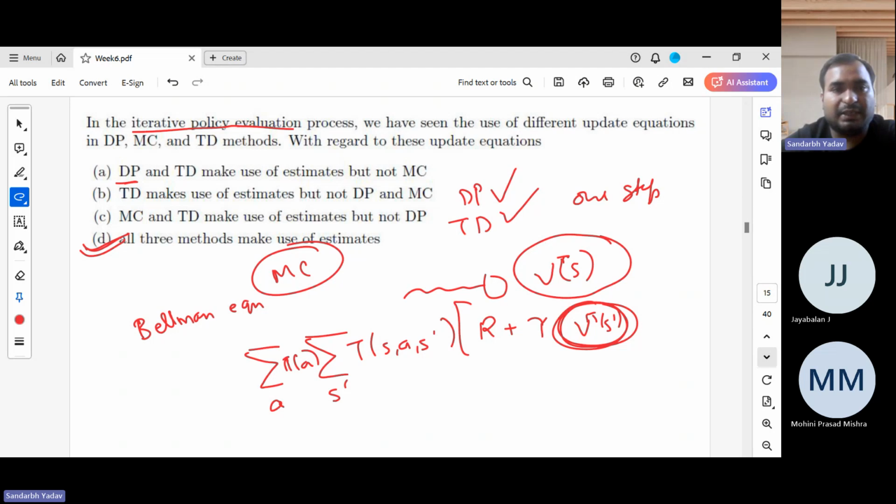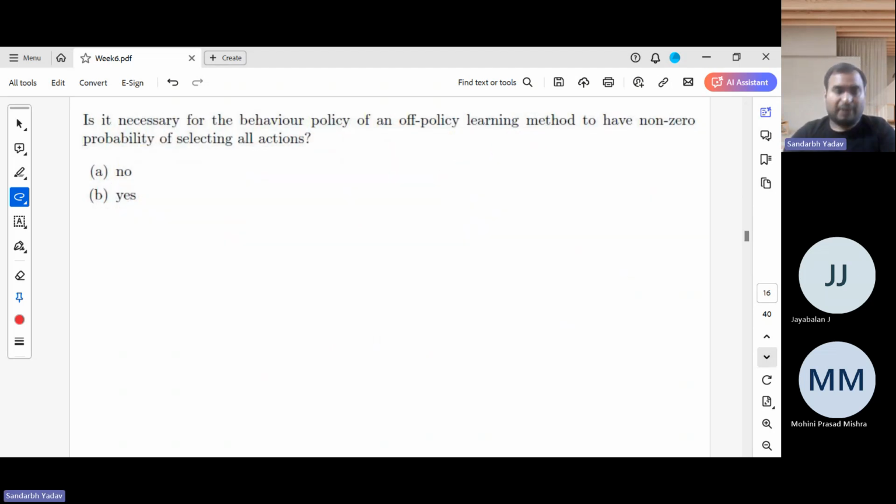Now I'll move to the next question. The next question says, is it necessary for the behavior policy of an off policy method, let's denote this behavior policy by mu, this is the usual notation, and pi is the estimation policy, to have non-zero probability of selecting all actions? Does it need to be non-zero?